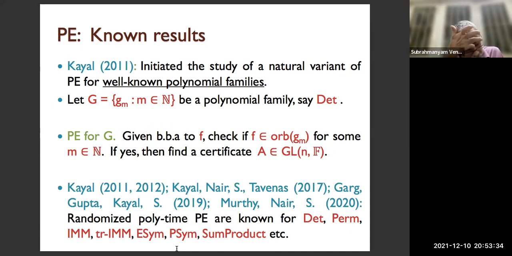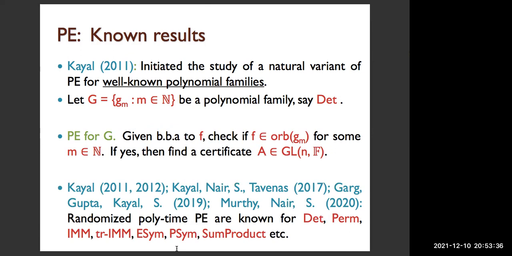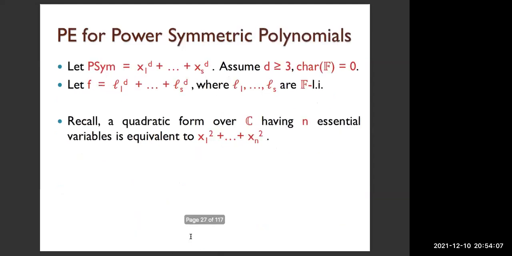Okay, right. And indeed, people have studied the polynomial equivalence problem for several well-known polynomial families like determinant, permanent, IMM, and there's another version of IMM called trace IMM, elementary symmetric polynomials, power symmetric polynomials, sum product polynomials, and some others. Right? And for all of them, we now know of randomized polytime algorithms, given black box access to F. The polynomial that is relevant for our discussion is the power symmetric polynomial. So let's get into that.